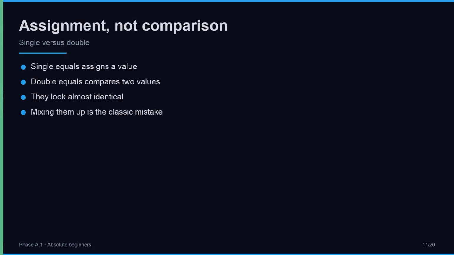Here is a distinction worth drawing now, gently. A single equals sign assigns a value, it puts something into a box. A double equals sign compares two values, it asks whether they are the same. They look almost identical, but they do completely different jobs. You will meet the comparing double equals properly later. For now, remember that the single equals you see today is always the assigning one, never the comparing one.